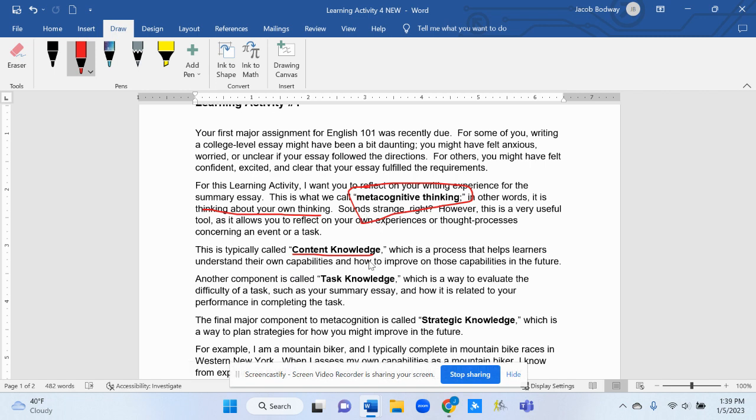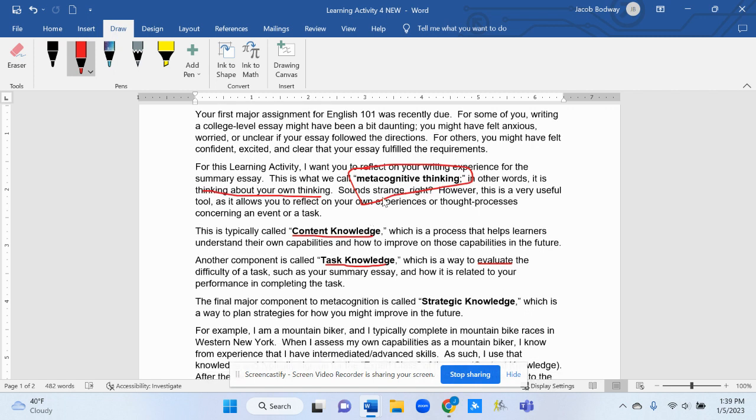Another component of metacognitive thinking is called task knowledge, which is a way to evaluate the difficulty of a task, such as your summary essay, and how it is related to your performance in completing the task. The final component of metacognitive thinking is called strategic knowledge, which is a way to plan strategies for how you could improve in the future.